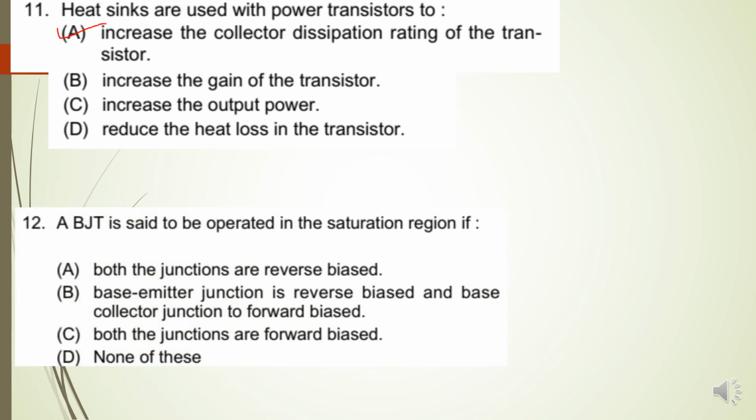Next problem. The BJT is said to be operated in the saturation region if: A. both the junctions are reverse biased, B. the base emitter junction is reverse biased and the base collector junction is forward biased, C. both the junctions are forward biased, D. none of these. The answer is both the junctions are forward biased.